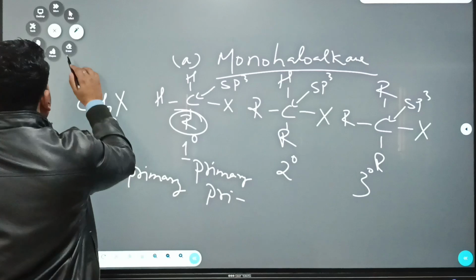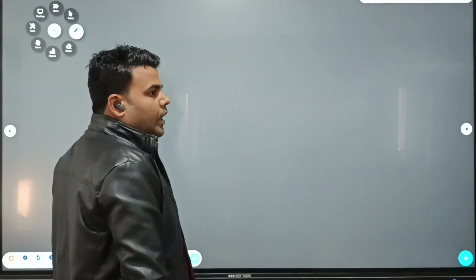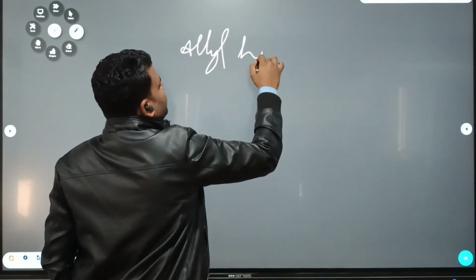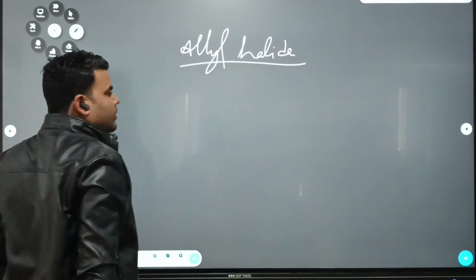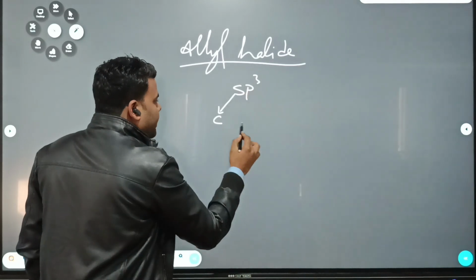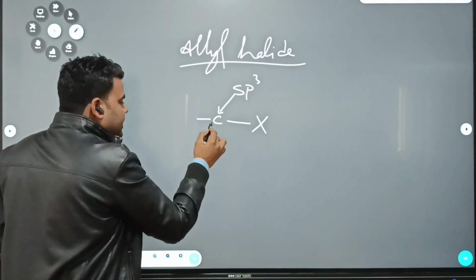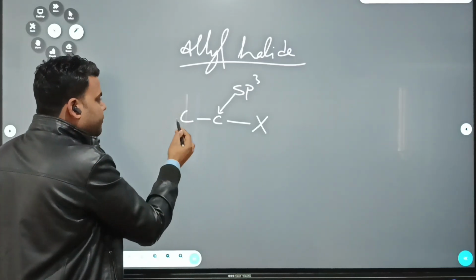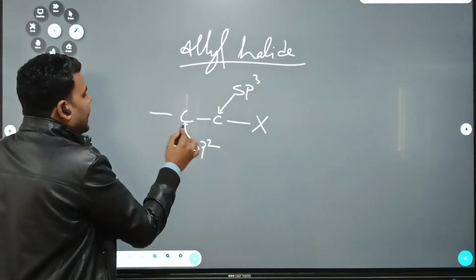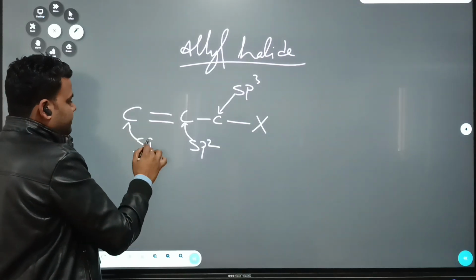Now next, okay, apart from this, okay, we have allyl halide. Okay, allyl halide. So basically in allyl halide, okay, we have got an sp3 hybridized carbon attached to a halogen. Got it? Okay. And then this sp3 hybridized carbon is further attached to an adjacent carbon which is sp2 hybridized. That means it will have a double bond, and this one is further attached to an sp2 hybridized.